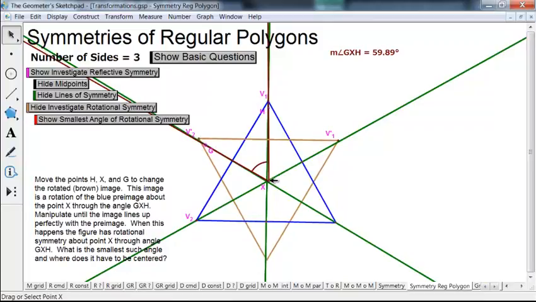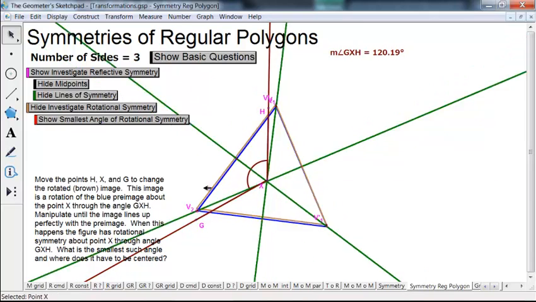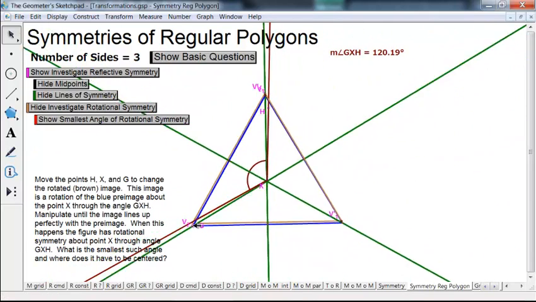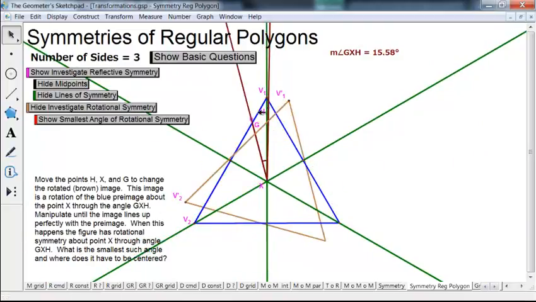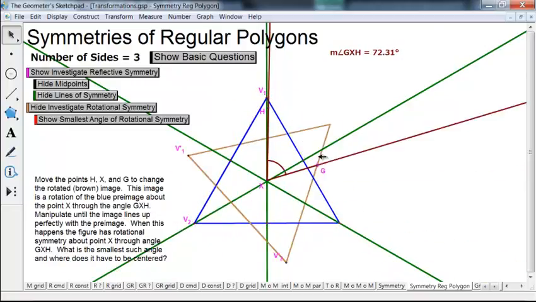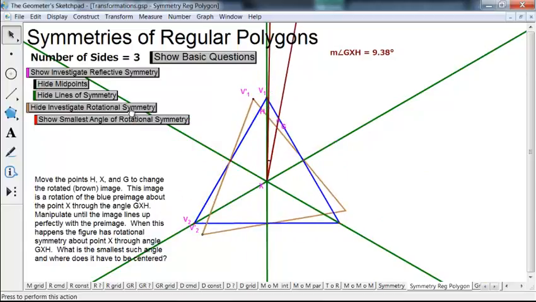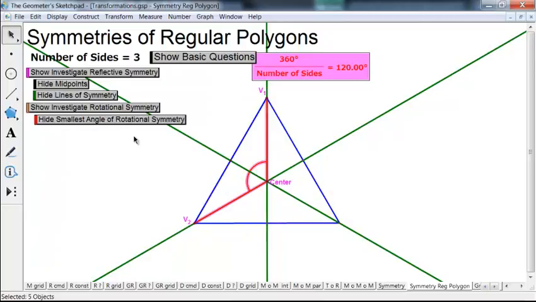Okay, so that doesn't quite match up. But I need it to go all the way to here. Okay, and if I line this up just right, we get a rotation. So it rotates around from here to here. Okay, and so that's rotational symmetry. In this case, the smallest angle there is 120 degrees, or pi over 3.